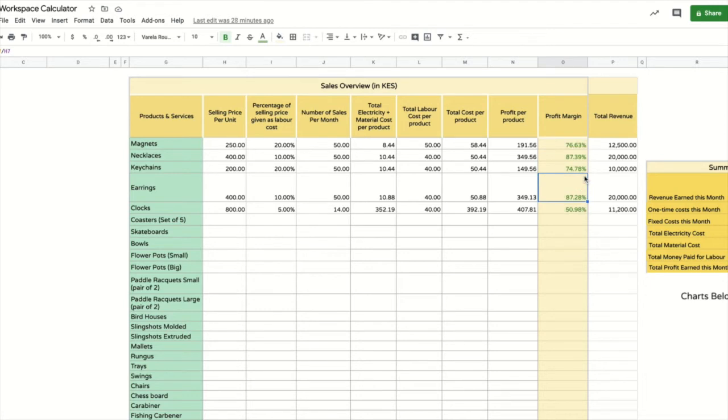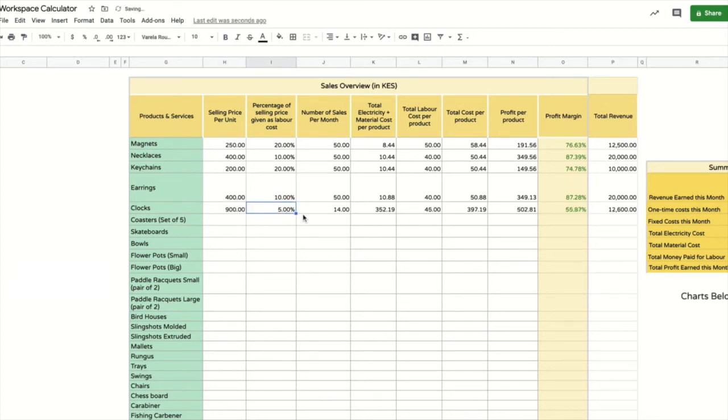But I think something really convenient about this worksheet, this spreadsheet as a tool, is that you can manipulate these numbers as you like. So for example, I'm not happy with the 50% margin on my clock. I want a higher profit margin. So what I can do is I can either raise the selling price of the clock. I'm going to sell it for 900 shillings.